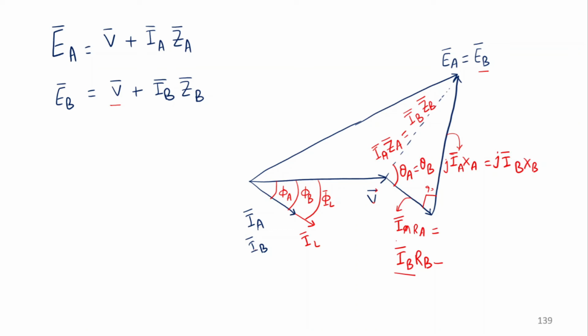This is theta A, the impedance angle, equal to theta B. If the transformers have the same X by R ratio, then their theta will be equal, their impedance angles will be the same. So you can say here that the transformers are operating at the same power factor, and it is equal to the load power factor.